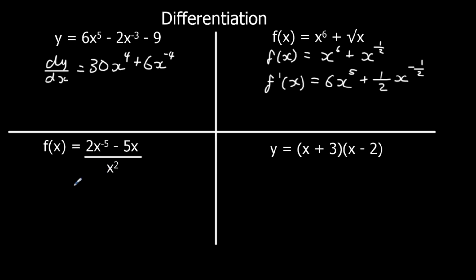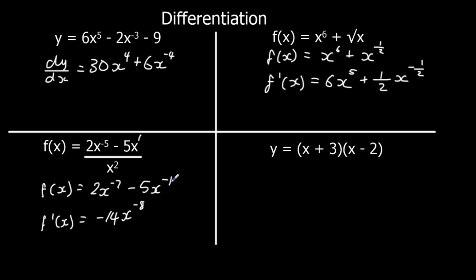So to do this one here, we need to divide each term by x squared. So we need to get rid of the fraction first. So f of x is, and dividing by x squared, so when you divide indices, you take away the powers. So that will give us 2x to the power of minus 7 minus 5x to the power of minus 1. And then f dash x, so the same as dy dx, times by the power, take 1 off the power, then times by the power, and take 1 off the power.